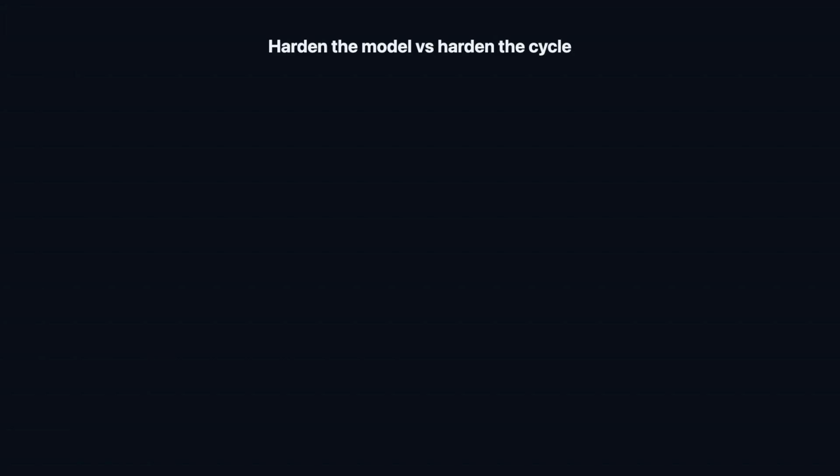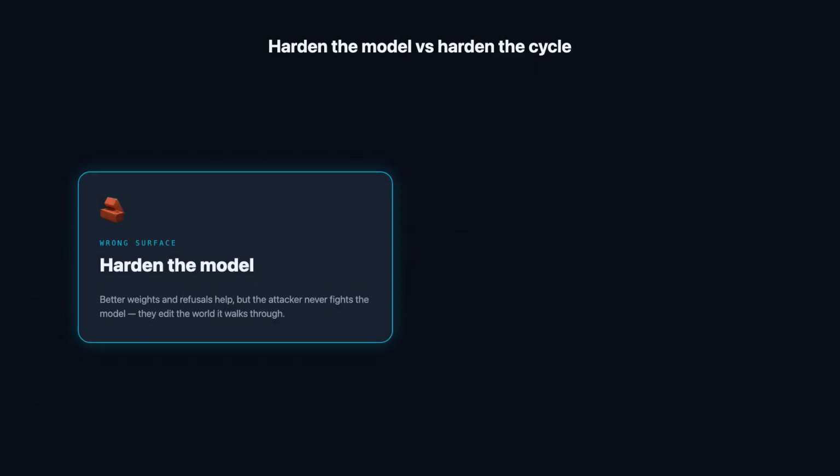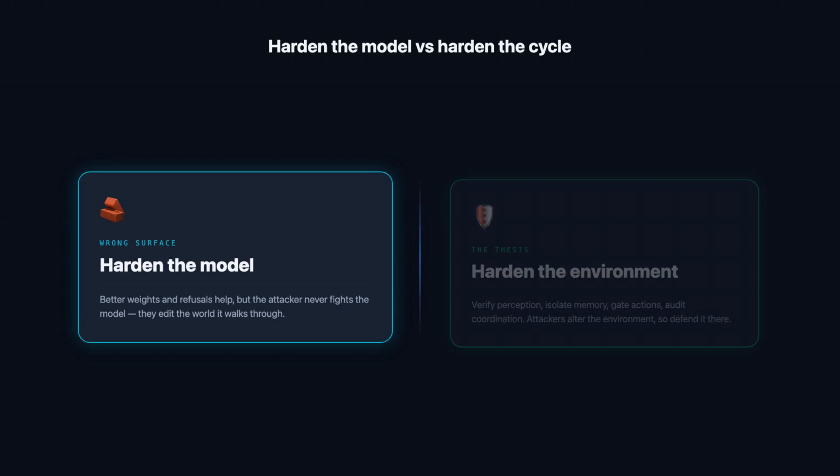So here's the reframe the paper is really arguing for. Harden the model and you're defending the wrong surface. Better weights and stronger refusals help, but the attacker never fights the model directly. They edit the world around it so a hardened model still walks into a trap someone laid in its environment.